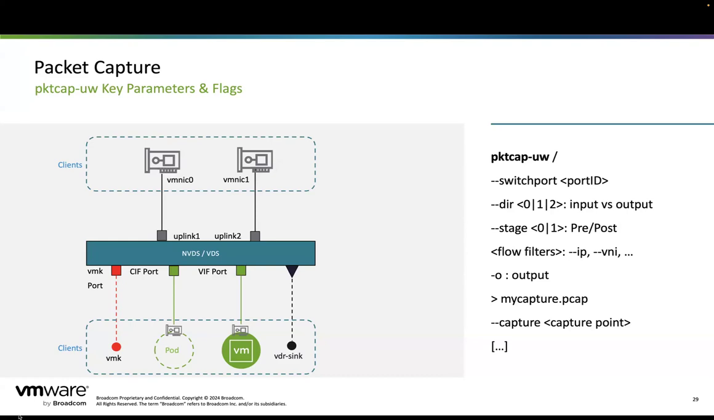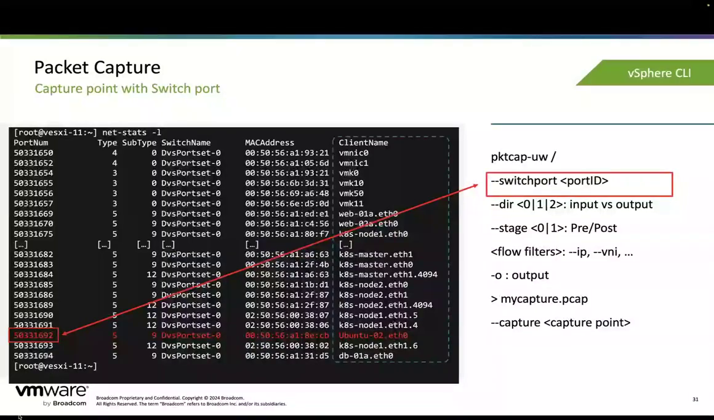We can identify the switch port, the direction, the stage, the flow filters, give it a certain output, and then give it a name. For the switch port, when we run the netstats command, we see our switch port there as well. So, switch port ID.